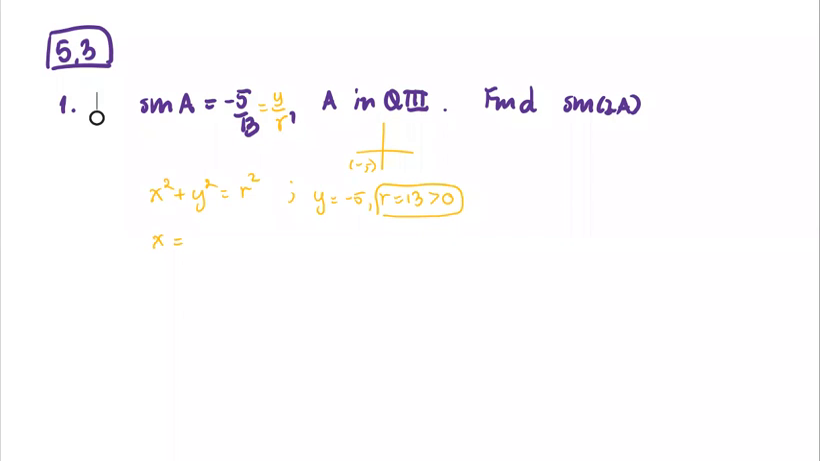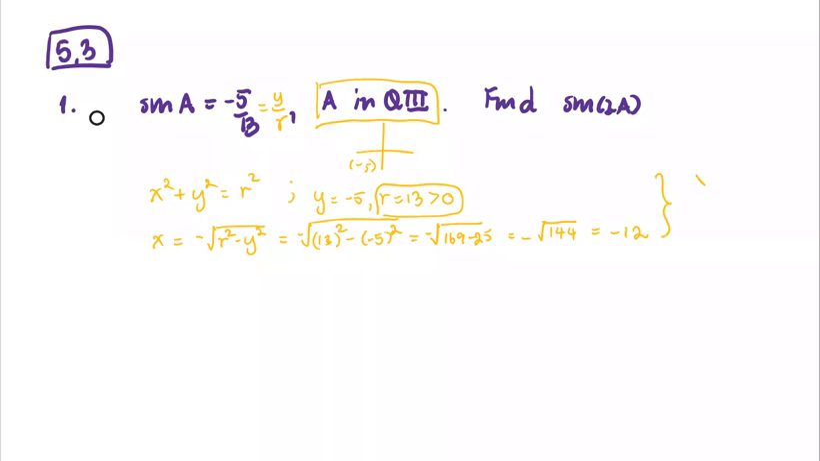To find x, rearrange the expression to be x equals the square root of r squared minus y squared. Since A is in the third quadrant, x has to be negative. Replace r with 13 quantity squared, subtracted by -5 quantity squared. Simplify to negative square root of 169 minus 25, or negative square root of 144, which is -12. Now we have x equals -12, y equals -5, and r equals 13.